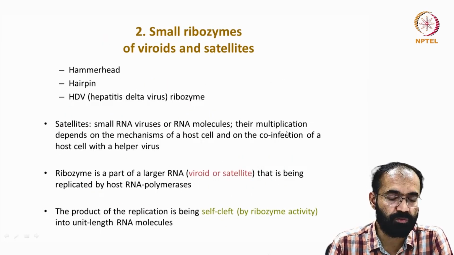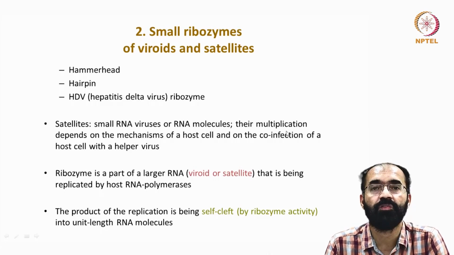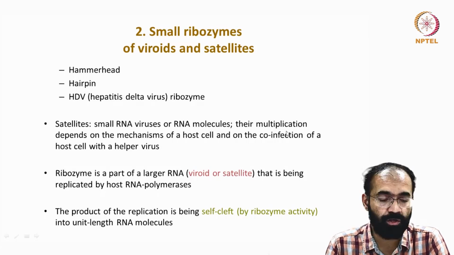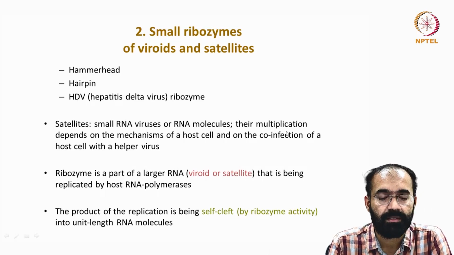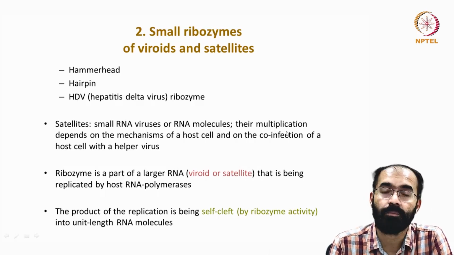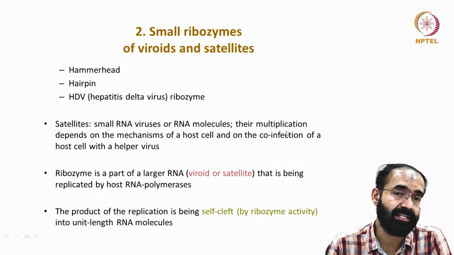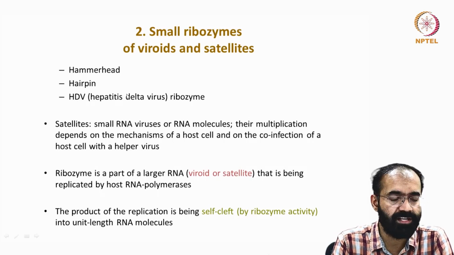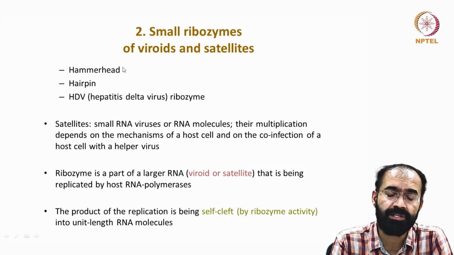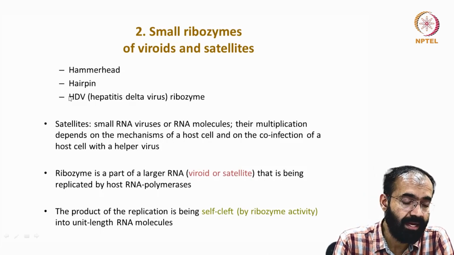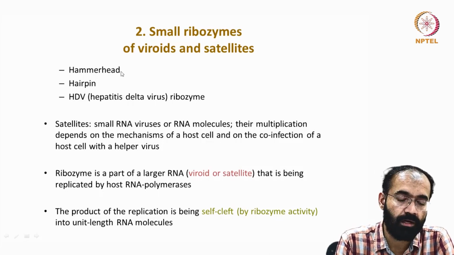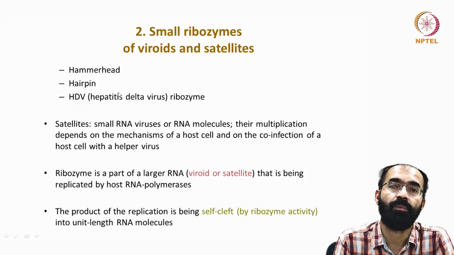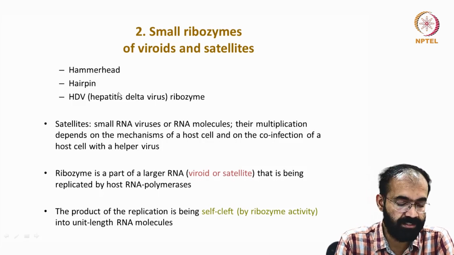Now coming to group 2. We have seen the metalloribozymes, two of them, ribonuclease P and the self-splicing intron, and then comes group 2, the small ribozymes. These are normally found in viroids and satellites. They are of three major types: hammerhead ribozyme, hairpin ribozyme, and hepatitis delta virus ribozyme. These are the major groups that come under small ribozymes because they are shorter in structure.